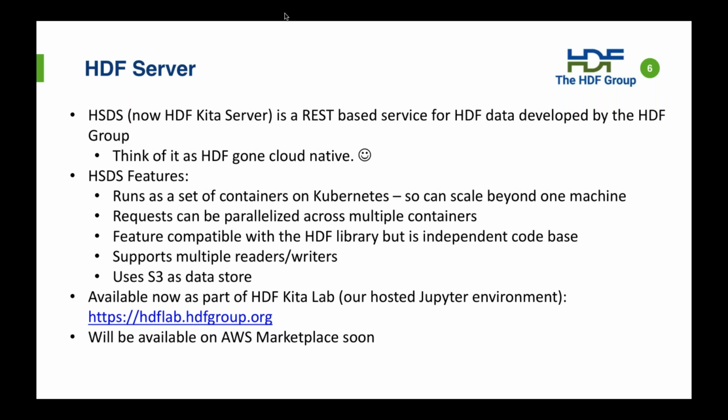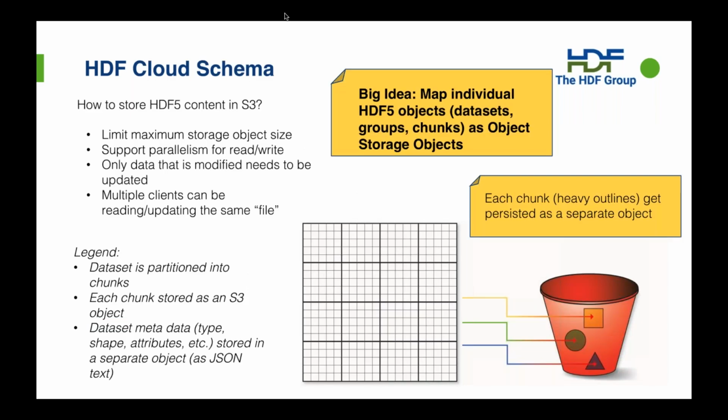So that means we can run containers that are spread out across multiple machines. And this gives us the flexibility to handle not only a high level of client demand, but also to parallelize access across different chunks. So when you make a request to the server, that server can send hundreds of requests simultaneously and pull in S3 data. And so you get a lot more throughput and performance that way. And it's available now. You can go to hdflab.hdfgroup.org and try it out in a Jupyter environment.